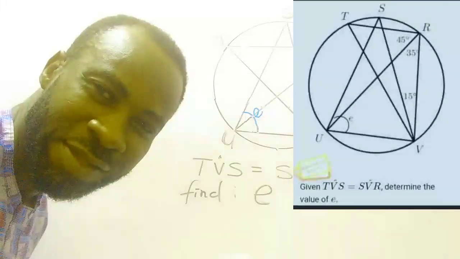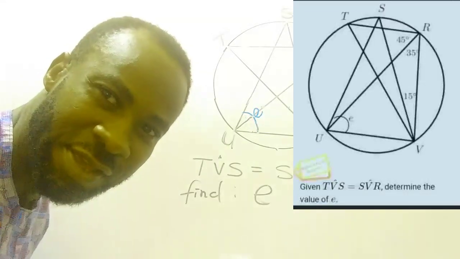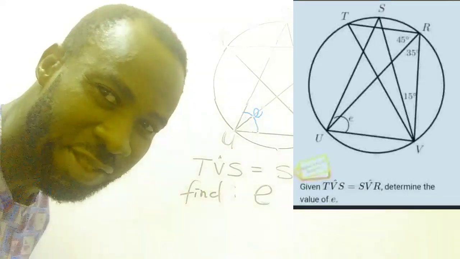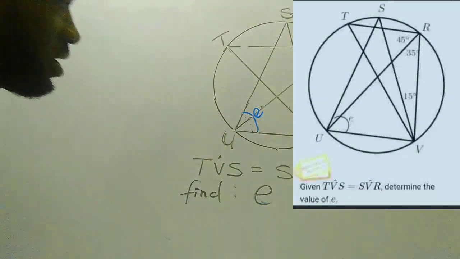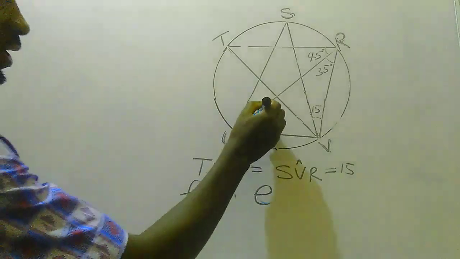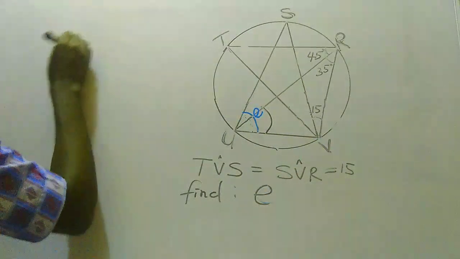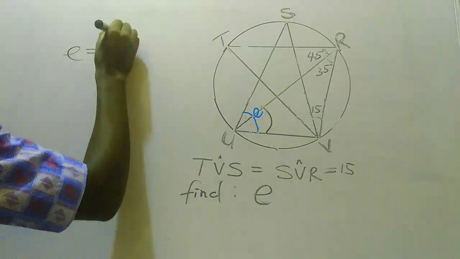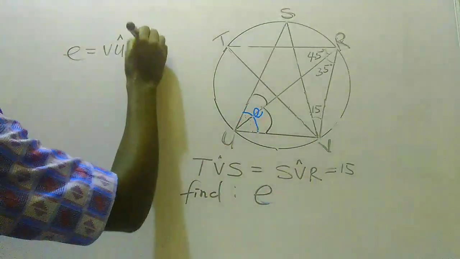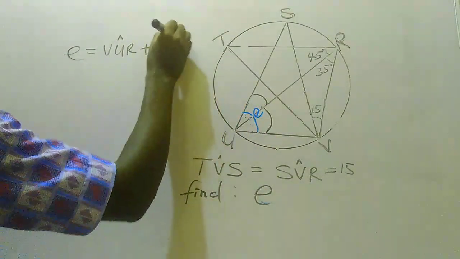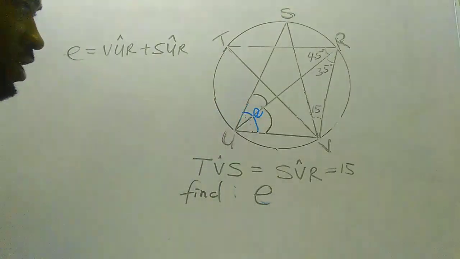Now we have a question on the board. We are asked to find the angle E. So how do we get this angle E? Let's solve that immediately. If you check, our angle E is made up of this part, which is VUR, and this other part, which is SUR. So we need to get these two angles to get our value for E.